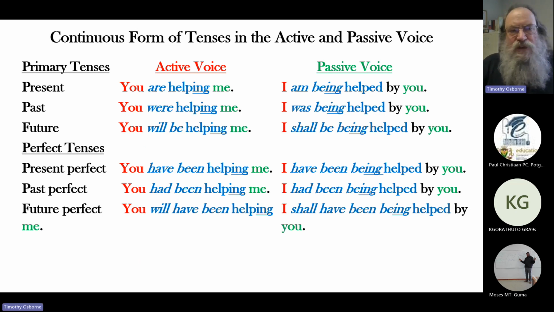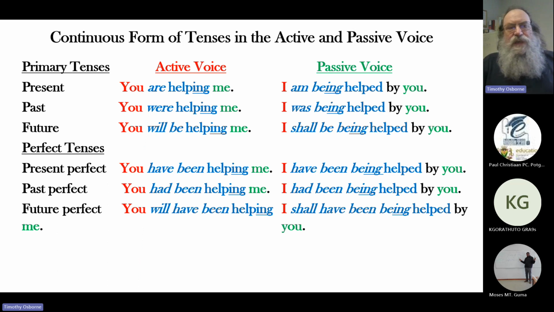This is now, instead of in the simple form, it's in the continuous form. Just a reminder, the continuous form can sometimes also be referred to as the progressive form, but that's not strictly relevant to this presentation. Let's take a look here.